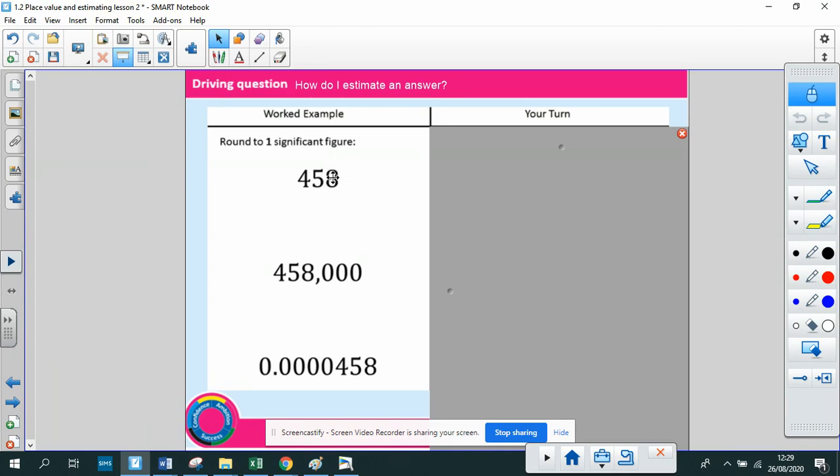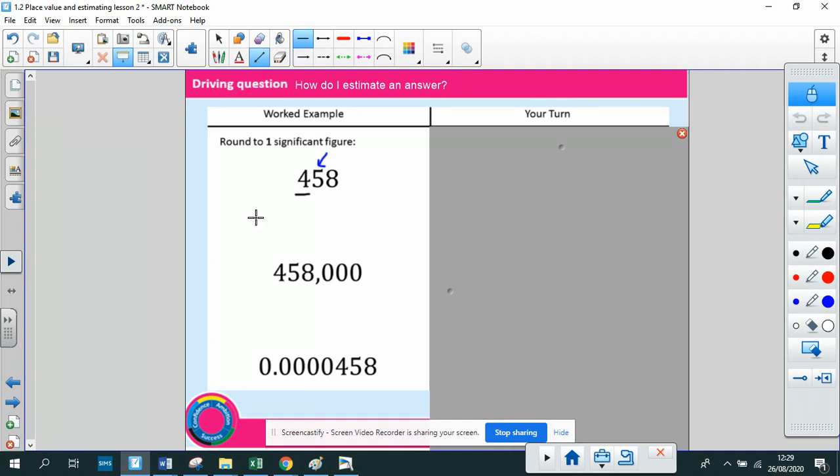So the figures here, we have 8 units, 5 tens and 4 hundreds. Which is the most important figure, or which holds the most value? 8, 50 or 400? And 4 is clearly the most significant figure. So that's the number that I'm going to round because I'm rounding to one significant figure. My decider is going to be 5. That number next to the number I'm rounding, so the right of the number I'm rounding, is going to decide whether I round up or round down. So does 458 round to 400 or 500?